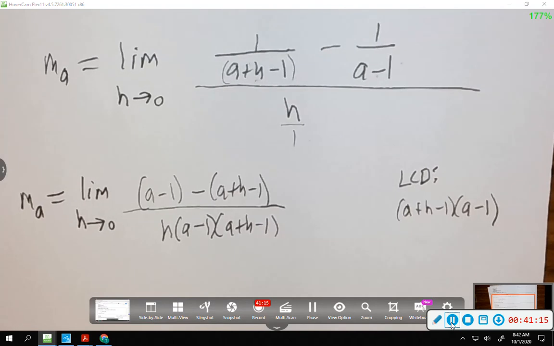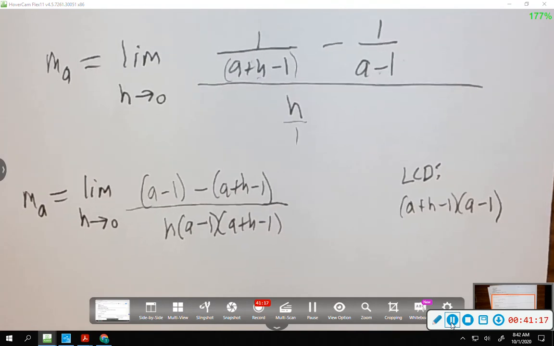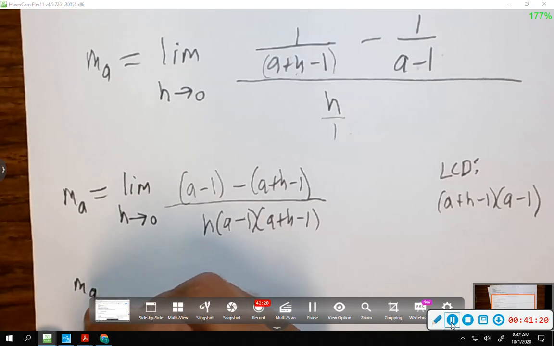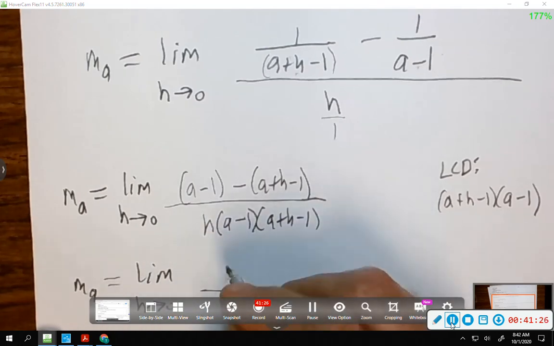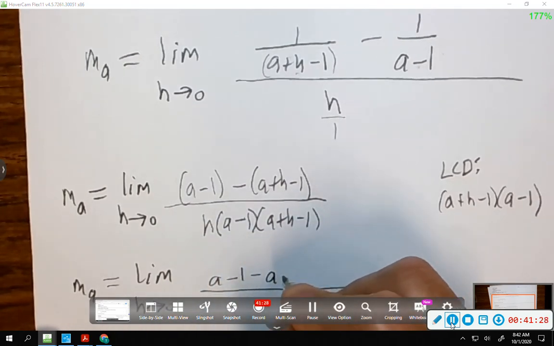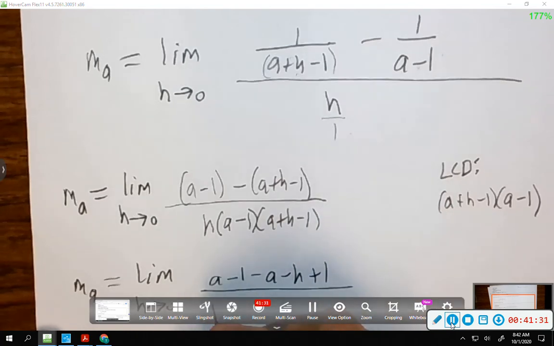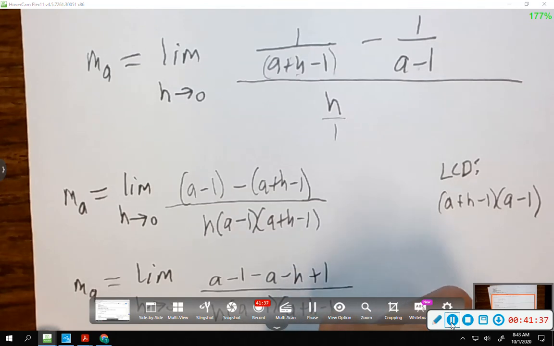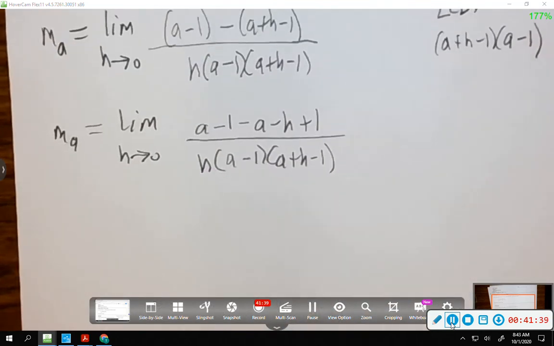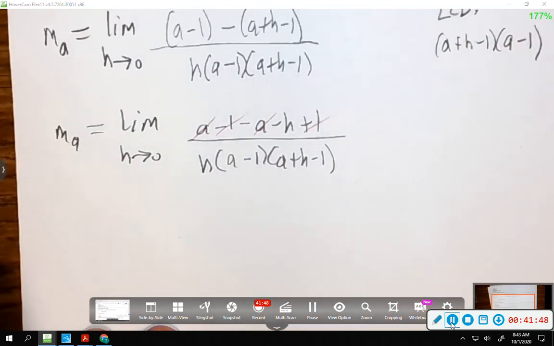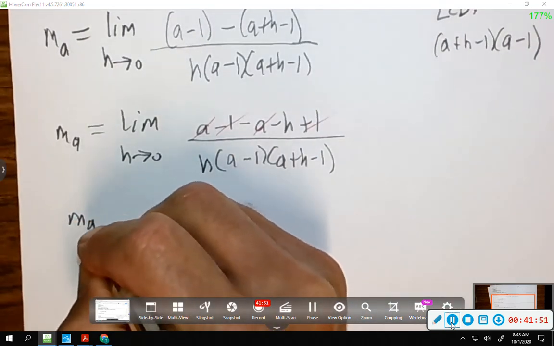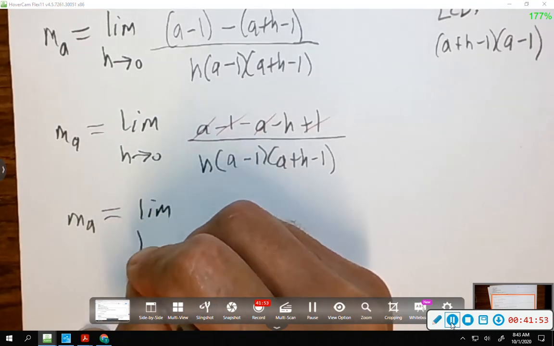Whew! If I plug in 0, I still get 0 over 0. I have to get that h canceled out of the denominator. A minus 1 minus a minus h plus 1, over h times a minus 1 times a plus h minus 1. Every term in the numerator that does not have an h must cancel. A cancels with negative a. Negative 1 cancels with positive 1. So that every term that's left in the numerator must have an h. They all work out the same way.